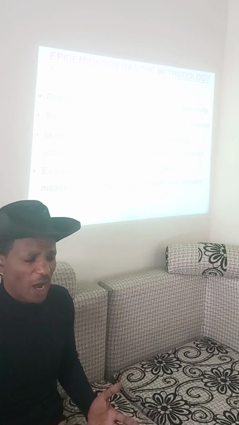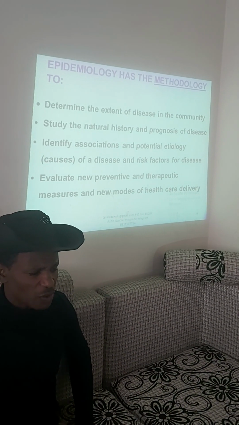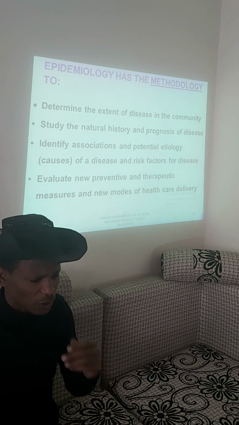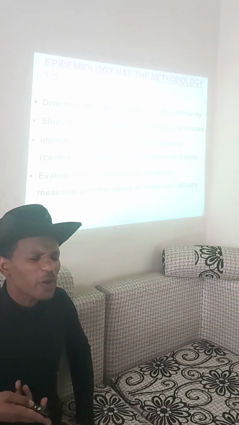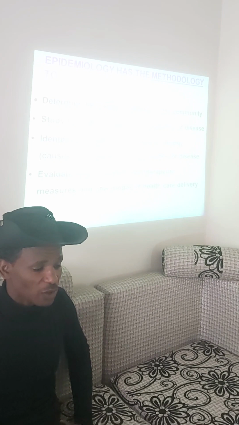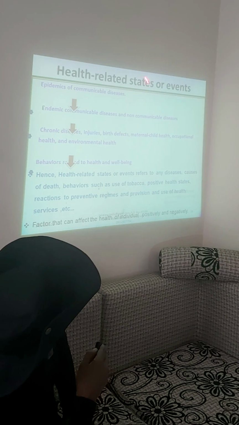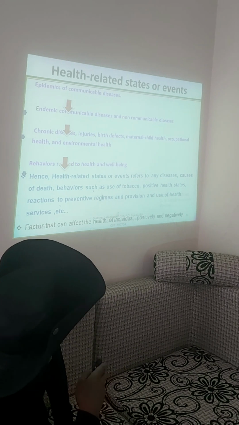Epidemiology has a methodology. The methodology determines the disease in the community, studies the natural history and progress of the disease, and identifies the factors associated with the potential etiology, which means the cause of the disease and the risk factors for the disease. The next method is to evaluate new preventive and therapeutic measures and new modes of care delivery. Here it is all about disease-related states or events.